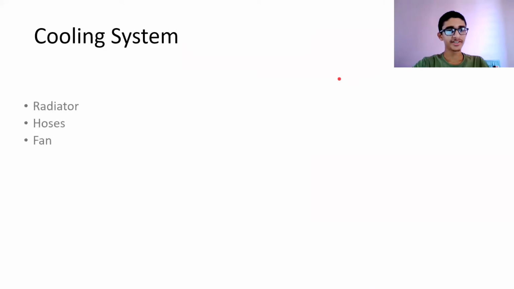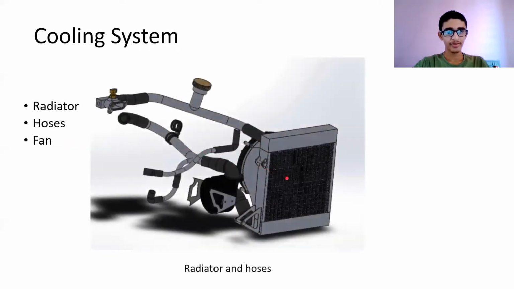Now let's come to the cooling system. In the cooling system, we majorly have a radiator, hoses or pipes, and a fan. This is how a cooling system looks. This is the radiator, where the coolant enters at the top in droplet form, and as the air passes through these fins, the droplets get cooled. They are captured over here, and the coolant flows inside again.